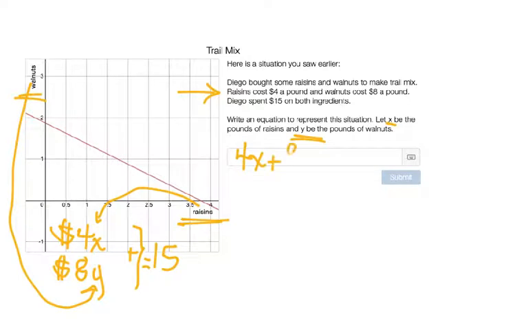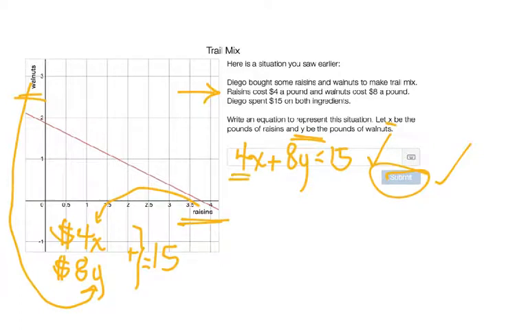4X plus 8Y is equal to 15. And make sure, if you're in Desmos, that you hit submit if you didn't do it the first time around. So, pause, think. How did I get that?